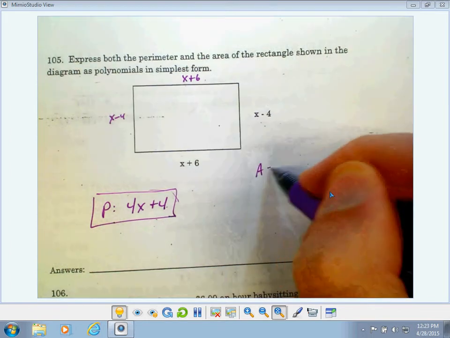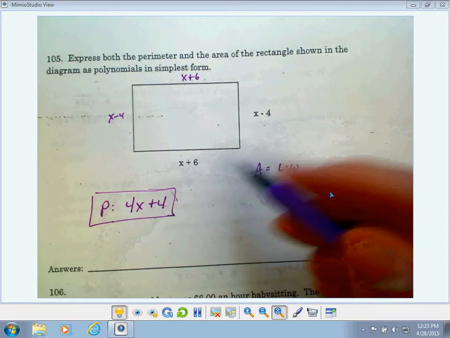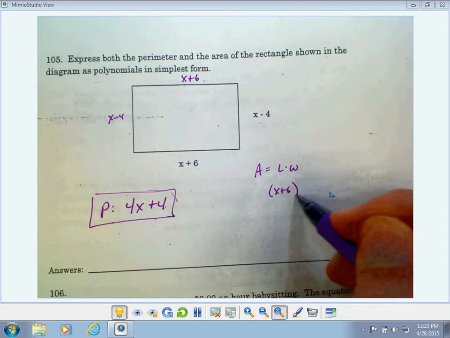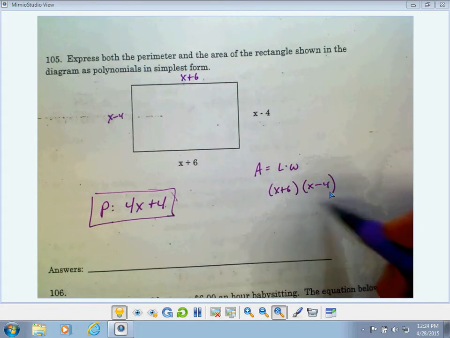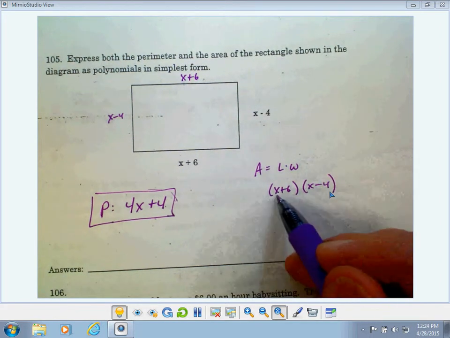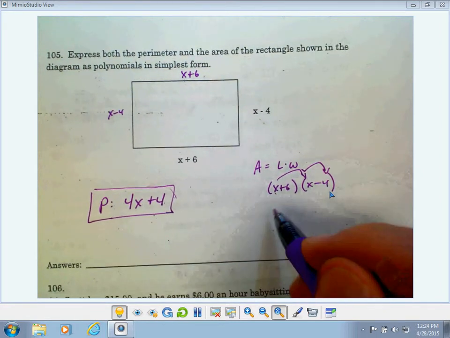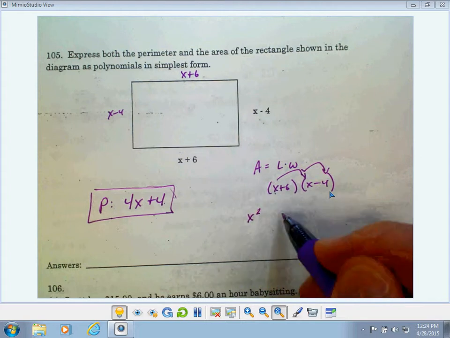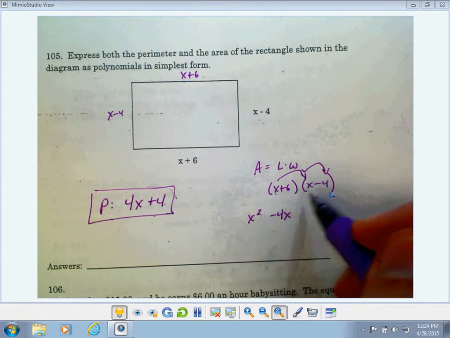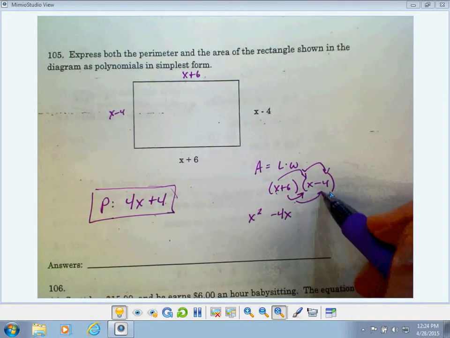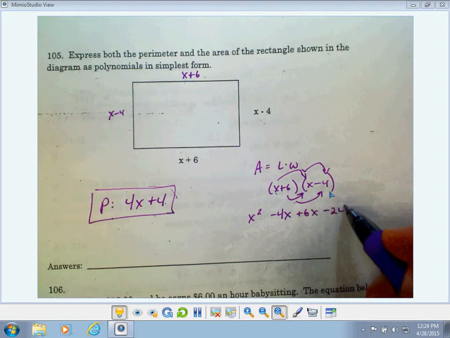Area is a little bit different. Area is length times width. So we would need to take this length, x plus 6, times the width, x minus 4, and multiply those together. So you want to take this x times both things in the other set of parentheses. So it would be x squared and -4x. And then you'd want to take the 6 times both things in the other set of parentheses. So it would be +6x and -24.